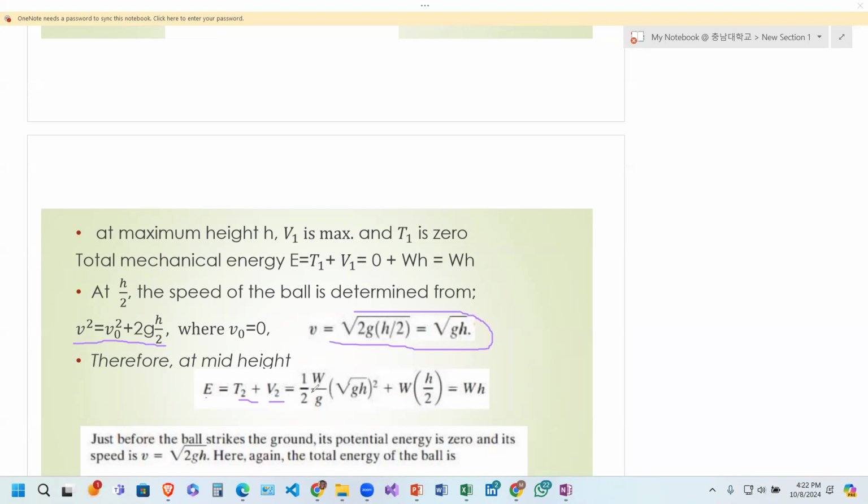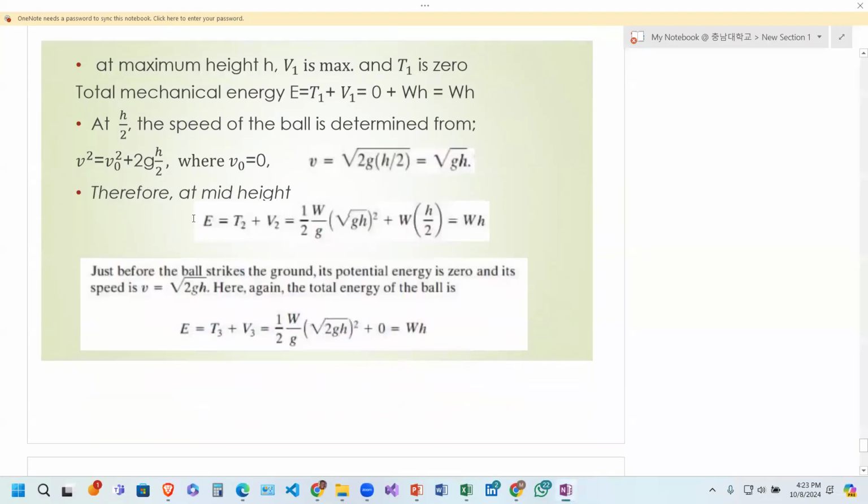Therefore, at the midpoint, our energy is T2, the kinetic energy, plus the potential energy. At this point the potential energy is a half of the weight times the height, and the kinetic energy is a half m v squared, where the mass is the weight divided by the acceleration due to gravity. This means that it will be a half Wh, so that will be our final equation. This is what they are trying to define for us. I hope that is clear for everyone.